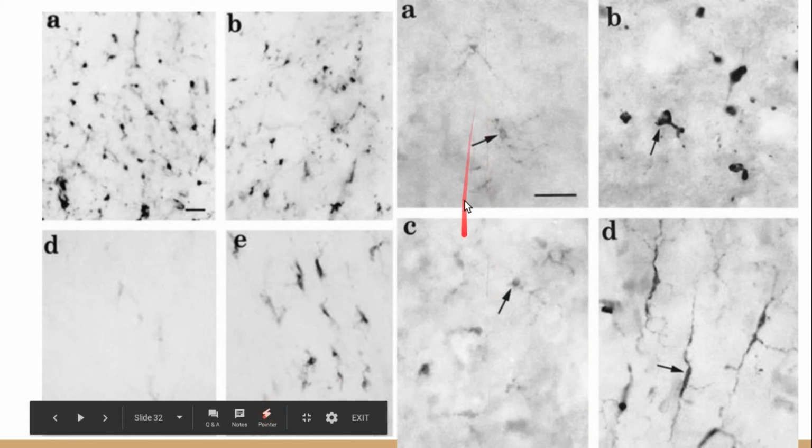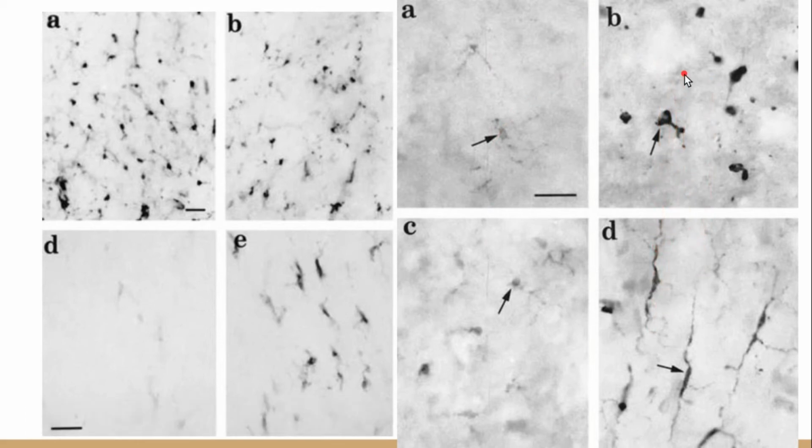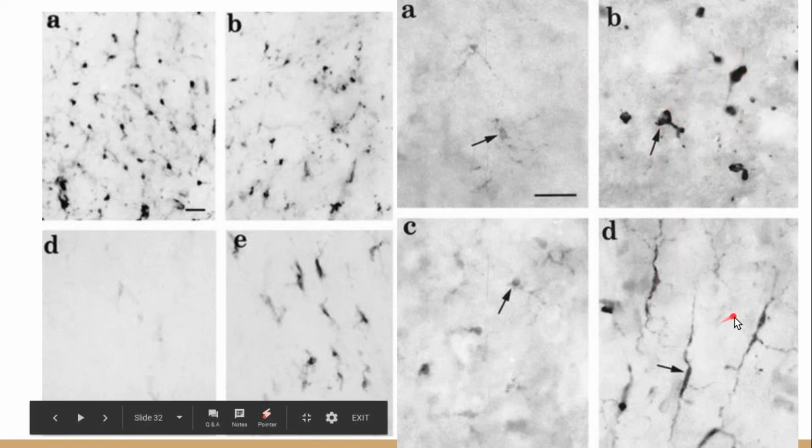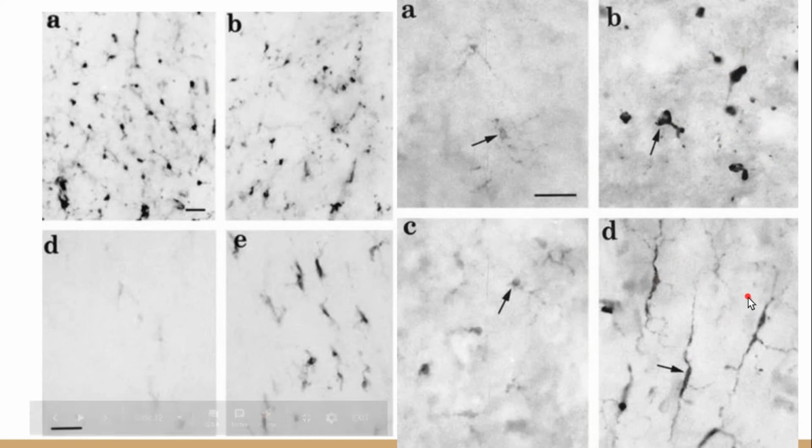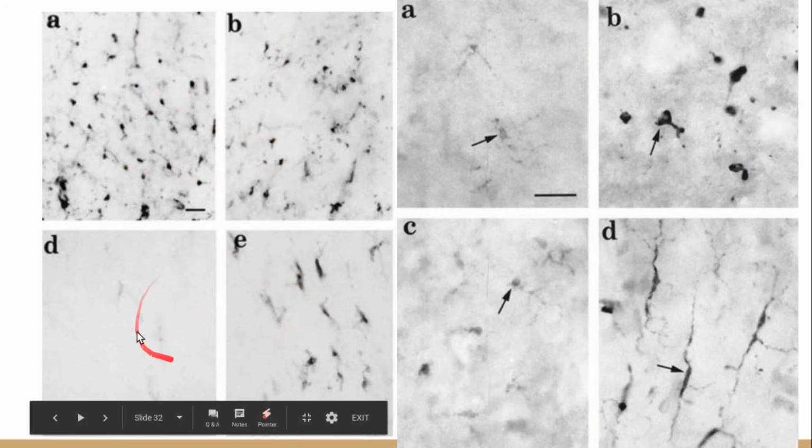Let me turn on my pointer. These two panels are from age-matched controls, and B and D over here on the right are from an HD patient, a grade 3 HD patient. And these dark blobs are activated microglia. They are what's called reactive at this point, and there's vastly increased numbers of reactive microglia.